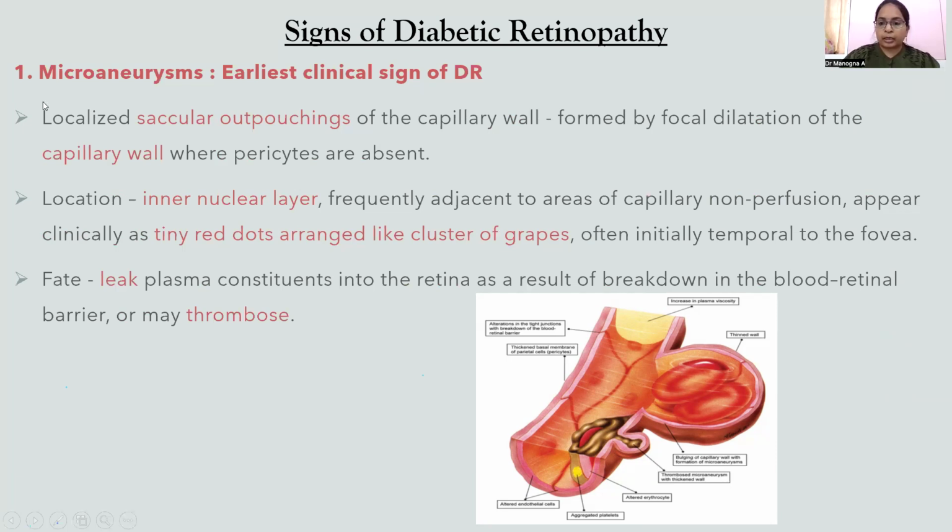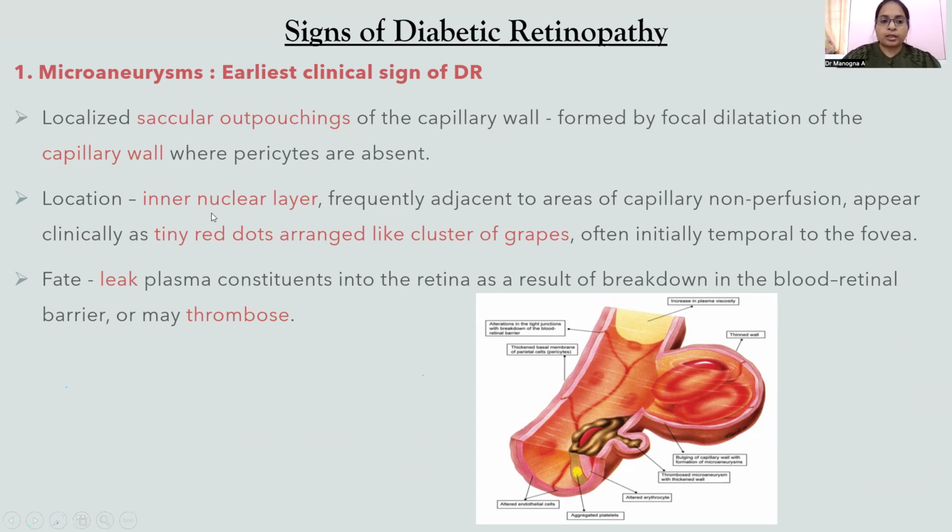First one is microaneurysm. This question is asked more than 4 to 5 times: what is the earliest clinical sign of diabetic retinopathy? You have to mention it as microaneurysm. Microaneurysm is nothing but a saccular outpouching of the capillary walls. We know that pericytes are lost, and from that area of pericyte loss, saccular outpouchings occur. That is called a microaneurysm.